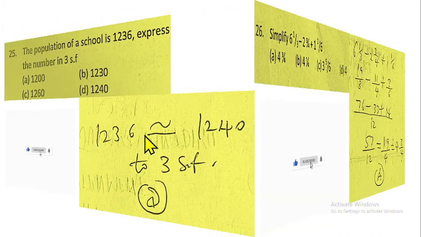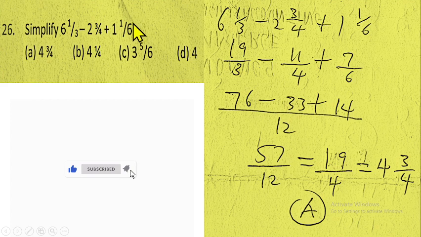Question number 26 now is on addition and subtraction of a fraction. So you have to simplify this fraction. Then how do we do that? It's quite simple. Convert each of these mixed numbers to improper fractions. So 6 whole number 1 over 3 can be converted to an improper fraction. That will be 6 times 3 plus 1, that should give us 19 over 3 minus. Convert this also to an improper fraction. That will be 4 times 2 plus 3, that should give us 11 over 4 plus 6 times 1, that is 6 plus 1. That will give us 7 over 6.